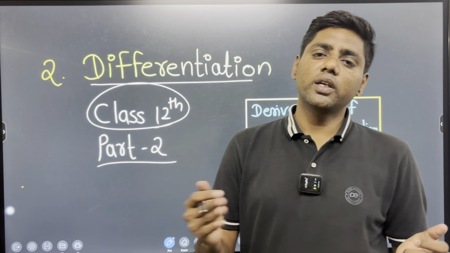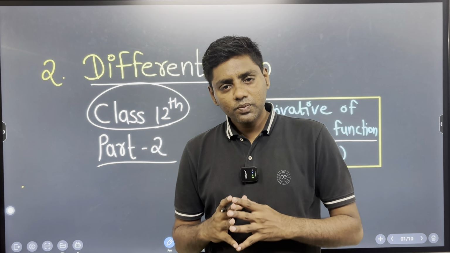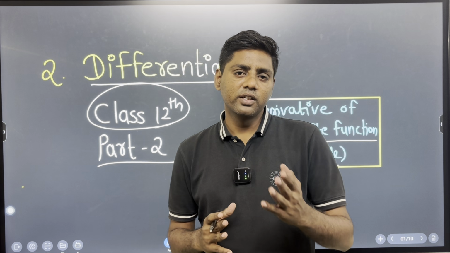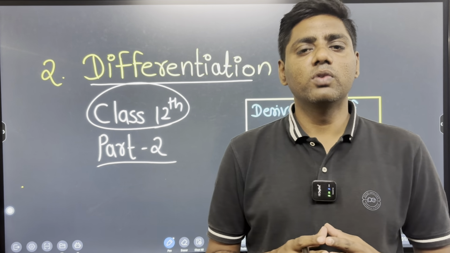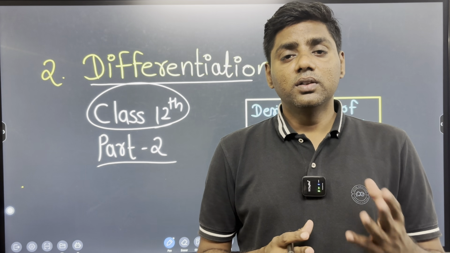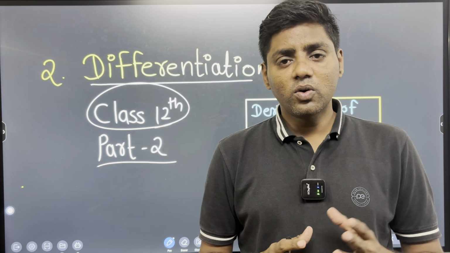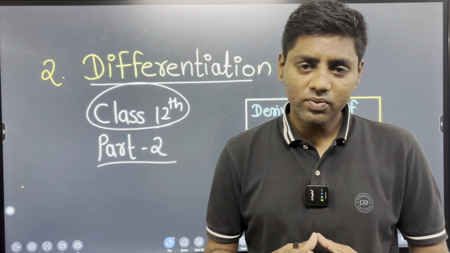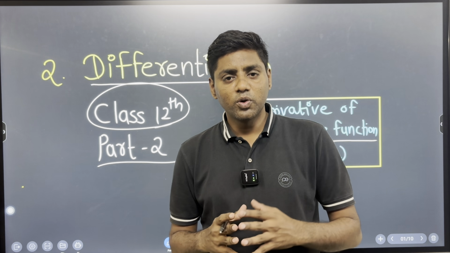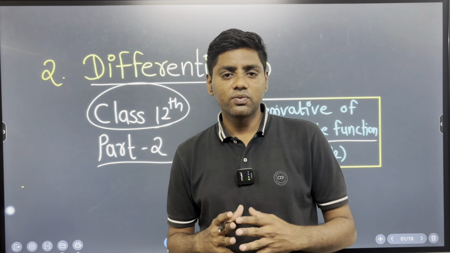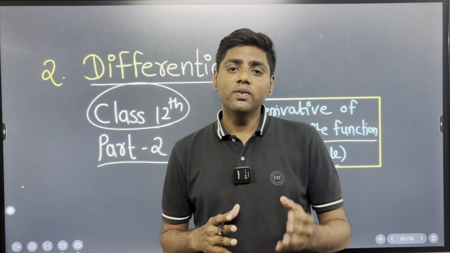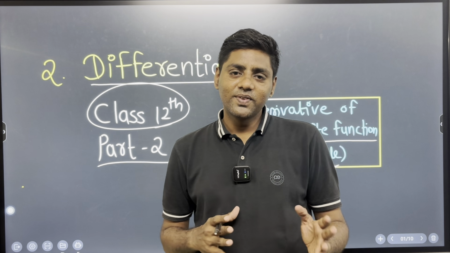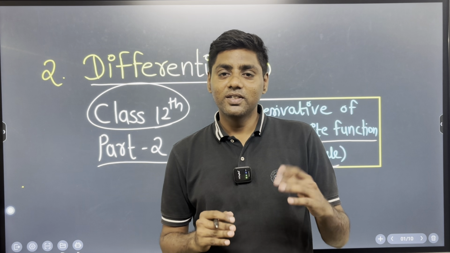And most importantly, the derivatives of inverse trigonometric functions. Sine inverse x is 1 upon root of 1 minus x square, cos inverse x is minus 1 upon root of 1 minus x square. Tan inverse x is 1 upon 1 plus x square, cot inverse x is minus 1 upon 1 plus x square, and sec inverse x is 1 upon x into root of x square minus 1. The last one, cosec inverse x, is minus 1 upon x into root of x square minus 1. In such a way you have to remember all the formulas.